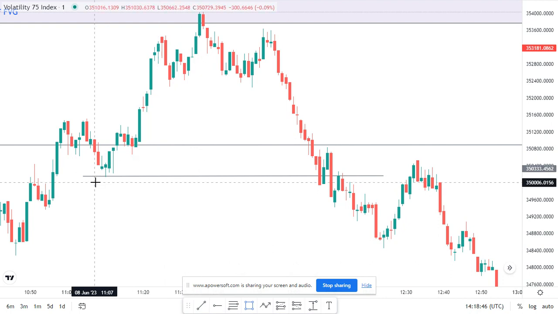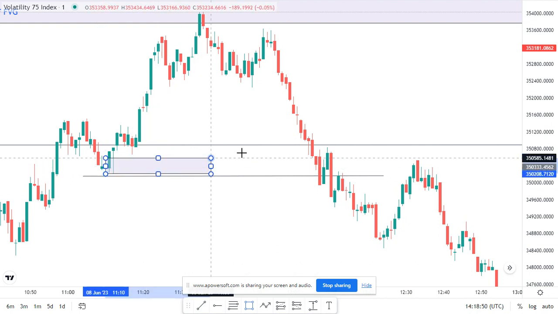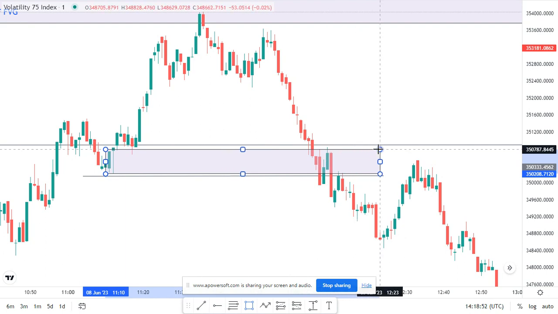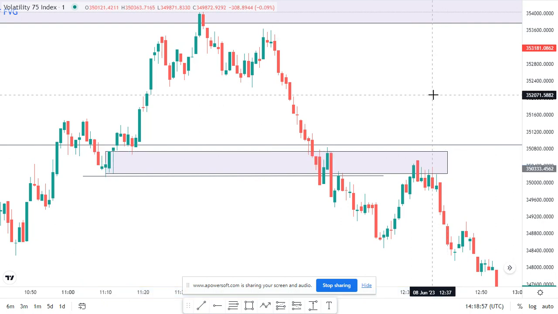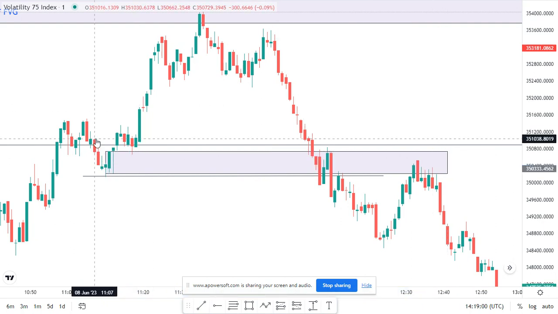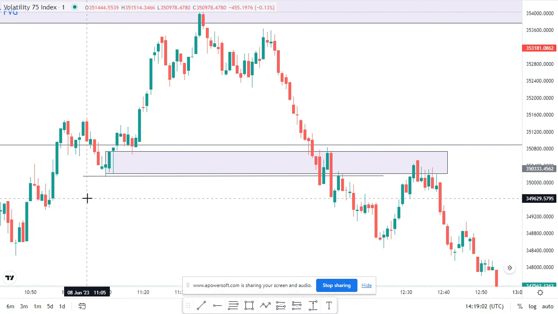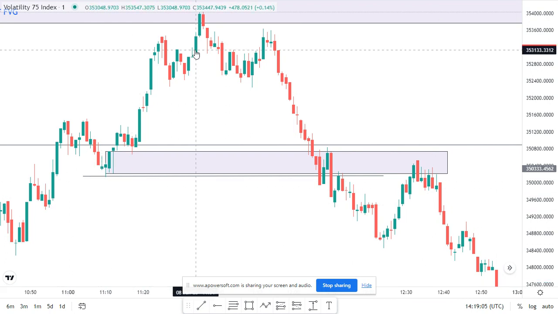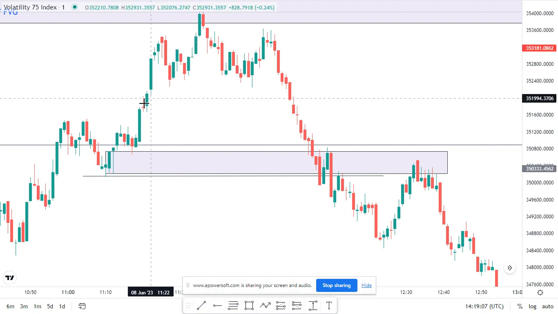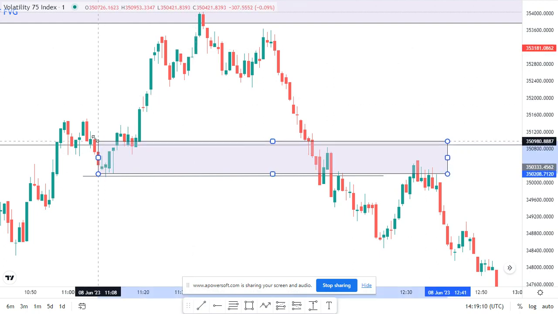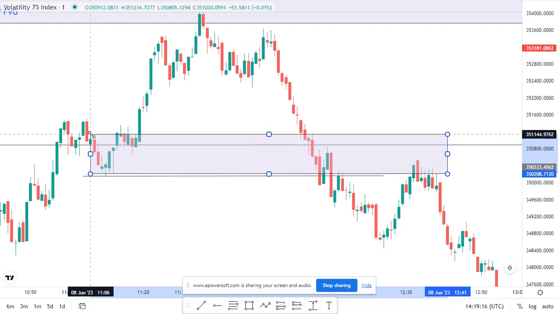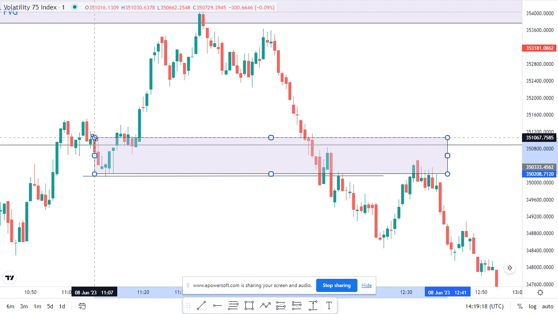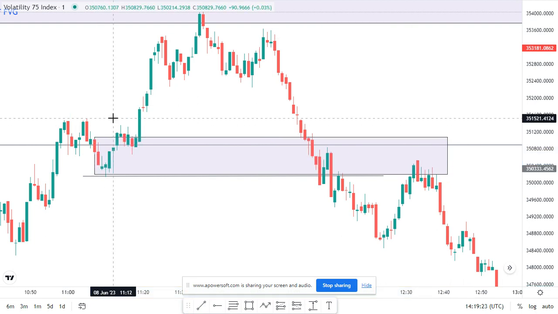This is a breaker. This is our last one. It's a breaker. If you know breakers, this is a breaker. The last push up before. Sorry, this one. These two red candlesticks, not the green one. These two red candlesticks. It's a breaker. Right?